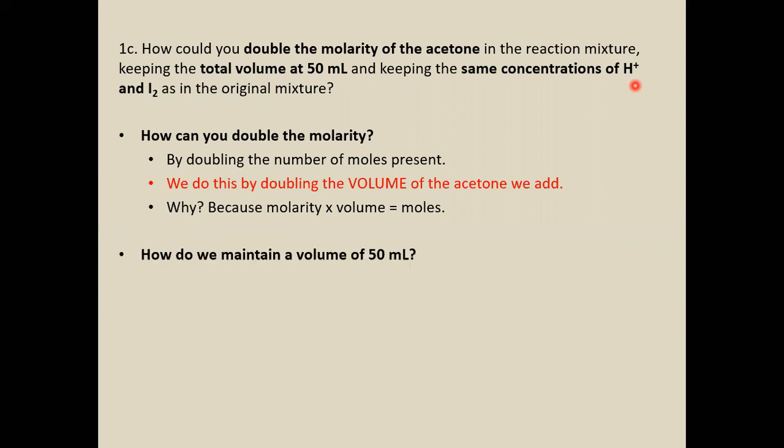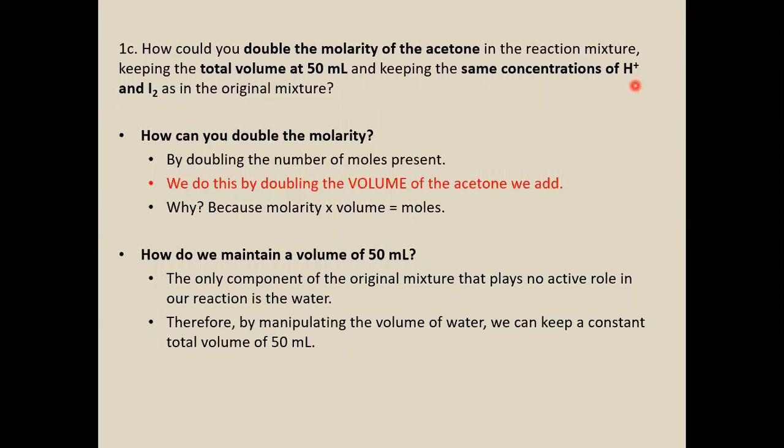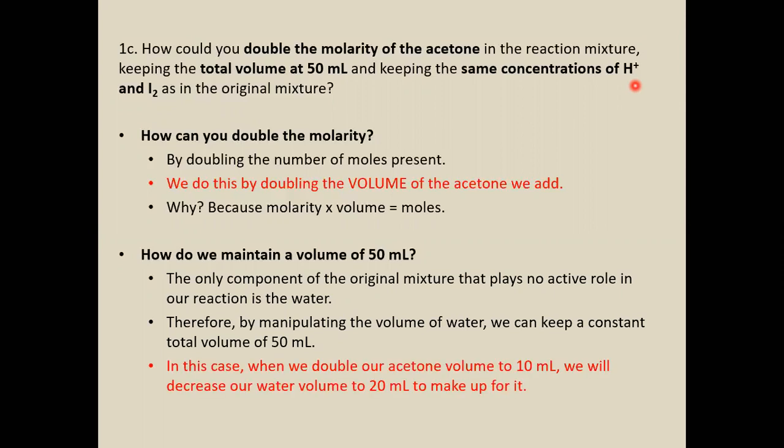So how do we maintain a volume of 50 milliliters then? Well, if we're going to double the volume of the acetone that we add, that means that we're going to have to keep a constant volume of 50. So we will decrease our water volume to 20 milliliters to make up for the extra 5 milliliters of acetone that we'll be adding to our mixture.